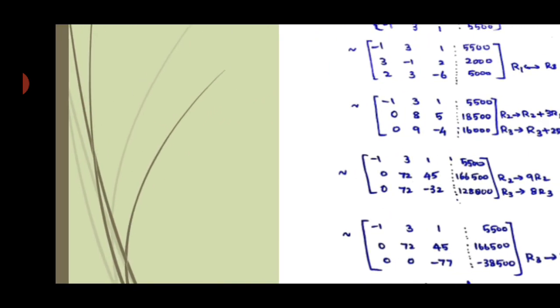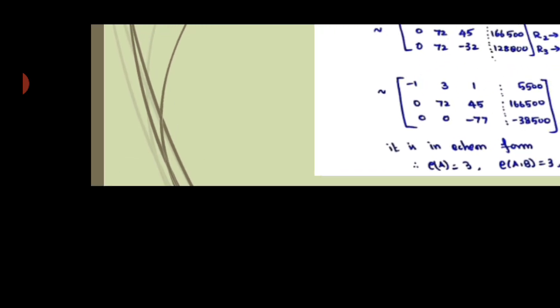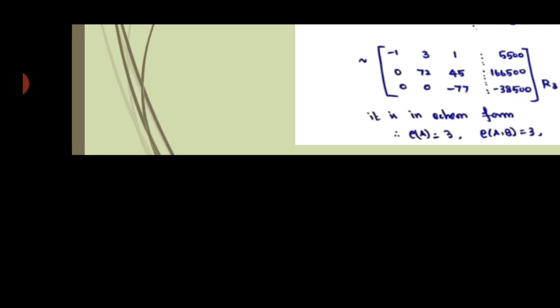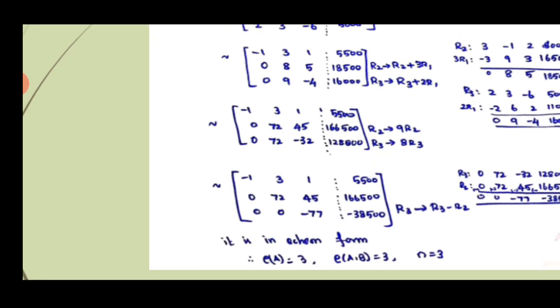So now I am going to find the rank of A and the rank of A comma B. So hide the B matrix. Now you can see only the A matrix. So in the A matrix you have all the 3 rows with non-zero entries. Therefore rank of A is 3. And now include the B matrix also. Now you can see all the 3 rows with non-zero entries. So rank of A comma B is also 3, and the total number of unknowns, the variables used, is 3. So n is equal to 3.